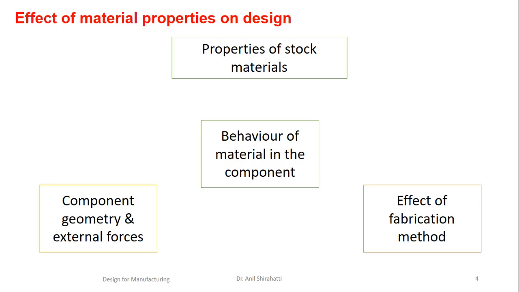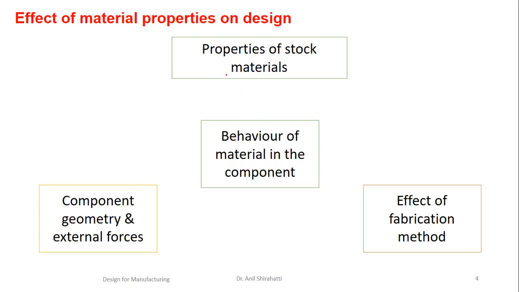So let's start with a simple block diagram. You can see in this block diagram there are 5 components. One component is the property of the stock of the material. Next is the component geometry and external forces acting. Then the effect of the fabrication method or the process of manufacturing. All these three will have an effect on the behavior of the material in the component. Either the component can be a single material component or it can be an assembly of different material components.